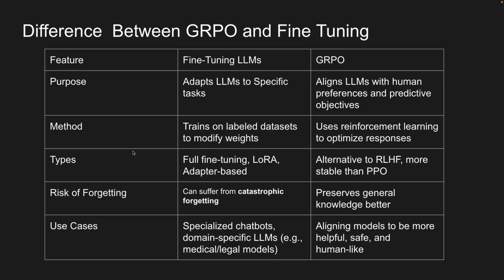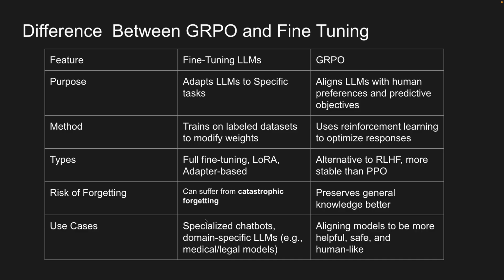When it comes to the method, you fine-tune models with a labeled dataset to modify weights, whereas GRPO uses reinforcement learning to optimize responses. It still uses some sort of response, technically labeled data, quote unquote, but it is a bit more reinforcement learning focused. Now, there are different types of training. You have full fine-tuning, LoRA, and adapter-based, whereas GRPO is an alternative to reinforcement learning with human feedback, which has been used for GPT-4o and other models, and it is more stable than PPO, which is another type of reinforcement learning algorithm. Fine-tuning, however, can suffer from catastrophic forgetting, whereas GRPO preserves general knowledge better.